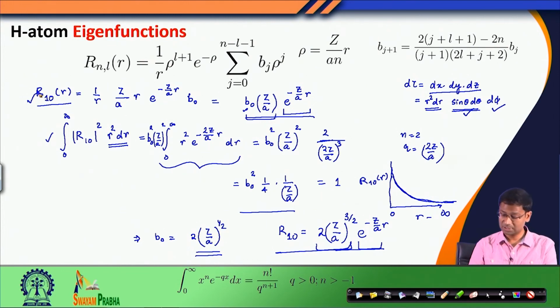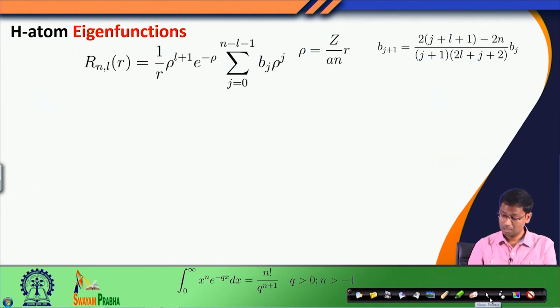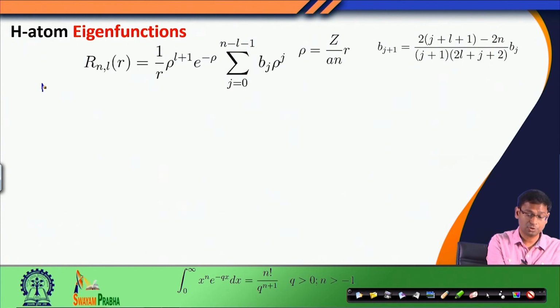Now what we would do is discuss the next function, that is when I take n as 2 and consider L as 0. So, that is R 2 0. Here again, n is 2, L is 0, and rho is z over a n, so z over 2 a, because n is 2 here. That is why I am writing 2. This is raised to the power L plus 1, and L is 0.